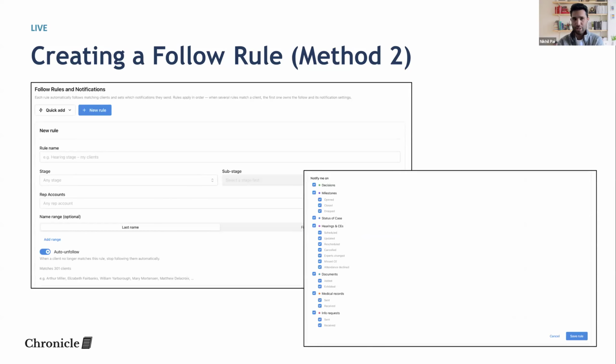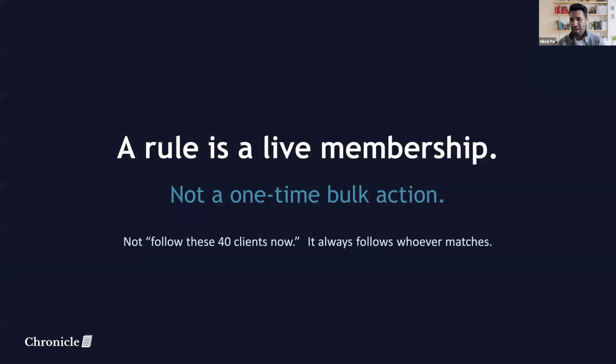Just so you remember, on the next slide, a rule is a live membership, right? It's not a one-time bulk action, especially if you have auto unfollow on. It's going to say going forward and for all my clients right now, follow these cases. Something that had changed prior was global. You used to not be able to actually see who had these global notifications on. So if someone does turn on one of these auto follow rules, they will show up as a follower on that client. I know this is something that confused some folks. Now whenever you turn on notifications at the global level with these follow rules, they will show up as a follower in that list for each client.